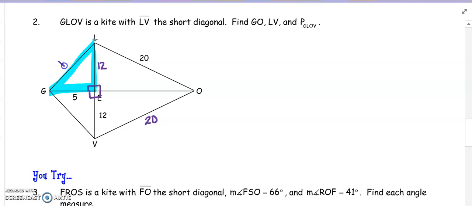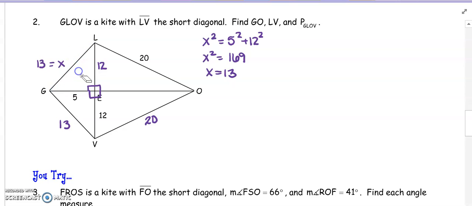I'm going to call this piece X. I see that X is the hypotenuse of that triangle. So I can say X squared is equal to 5 squared plus 12 squared. That's X squared is equal to 25 and 144, which is 169. And if I take the square root, I've got X to be equal to 13. If it's 13 for GL, it is also 13 for GV.